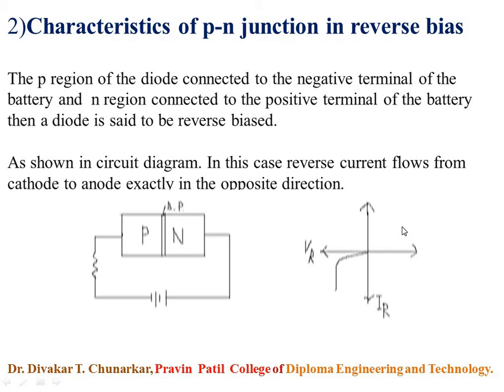So in a PN junction diode in reverse bias, schematically, the reverse current is denoted by IR and it flows from cathode to anode. This reverse current flows exactly in the opposite direction. The resistance R is connected to limit the reverse current.